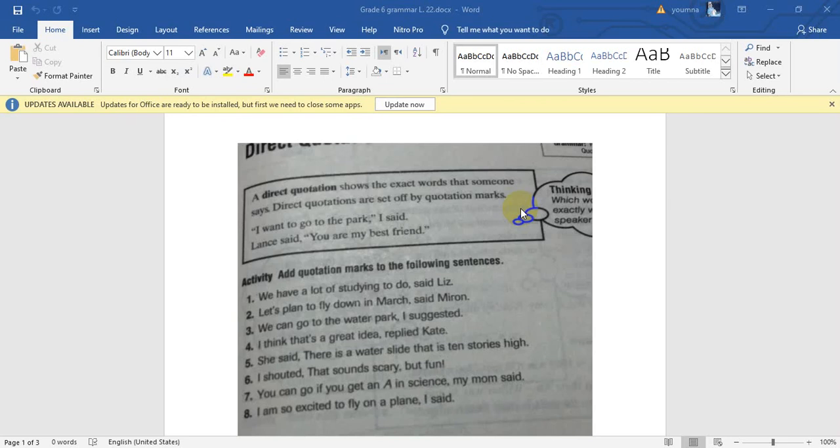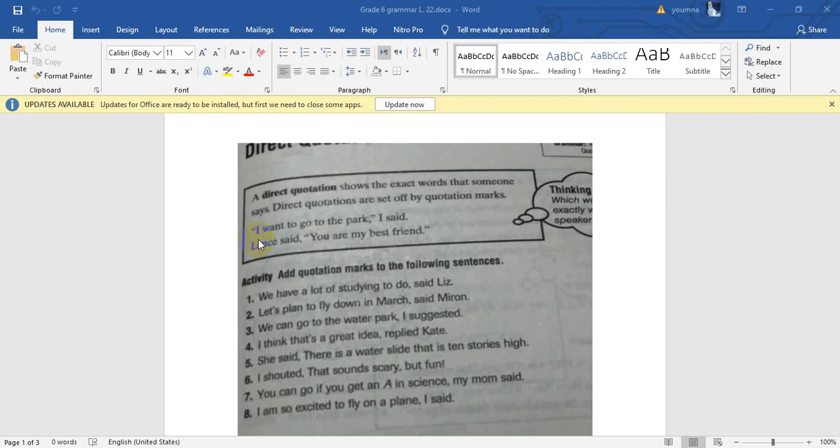Open with me page 307. A direct quotation shows the exact words that someone says. Direct quotations are set off by quotation marks. Okay, so this is the first form. You open the quotation and then you start the first word in the sentence capitalized.